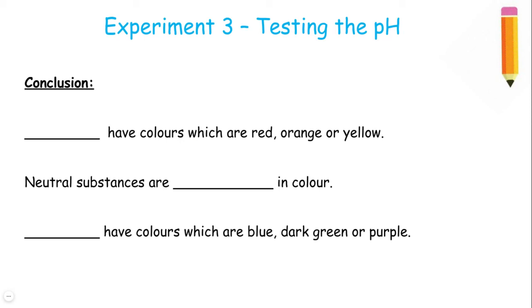Okay, welcome back. So here's what I got. Acids have colours which are red, orange or yellow. Neutral substances are green in colour. And alkalis have colours which are blue, dark green or purple. So guys, well done if you got that correct, okay?